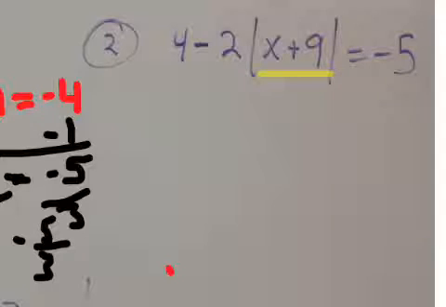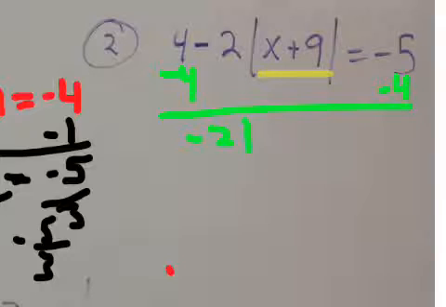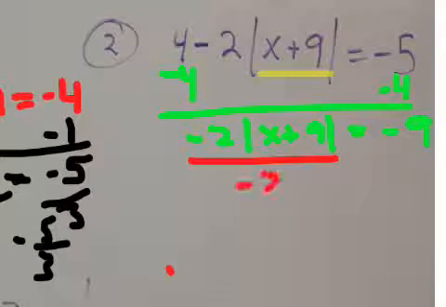To do that, we're going to do some algebra. Right here we have a positive 4. To get rid of that positive 4, we're going to subtract 4 on both sides. So now we have negative 2 times the absolute value of x plus 9 equals negative 9. The next step is we're going to pretend that this absolute value of x plus 9 is like just the variable x, so it's really just negative 2x equals negative 9. So in order to get rid of that, I'm going to change colors and divide by negative 2 on both sides.